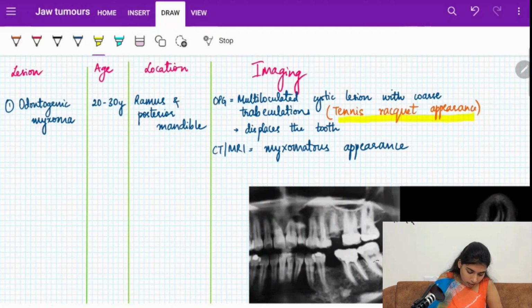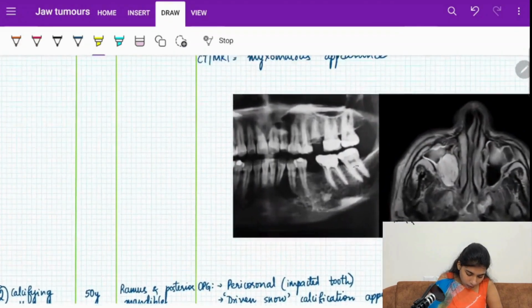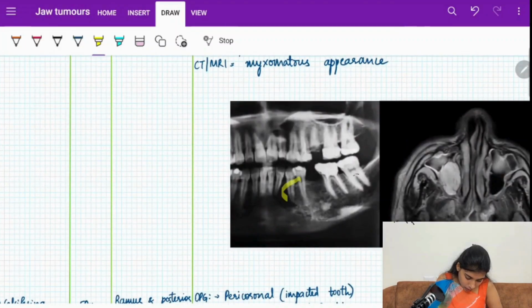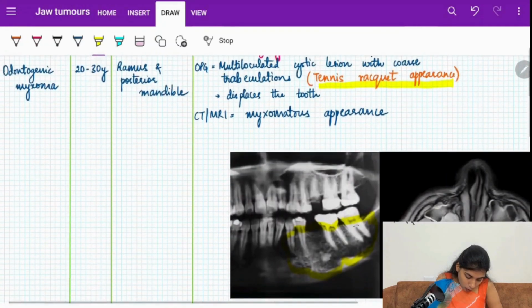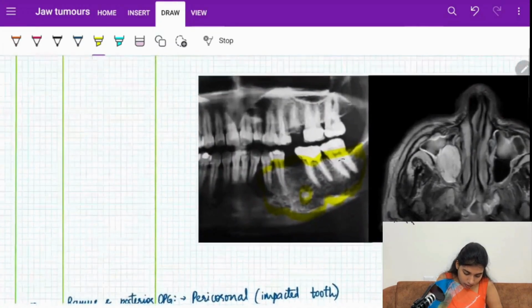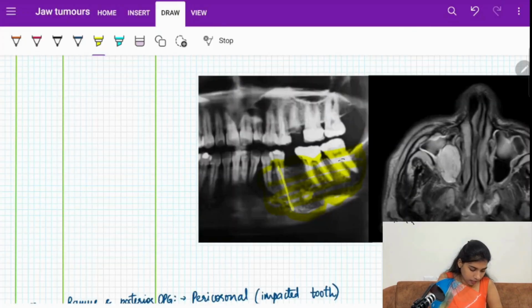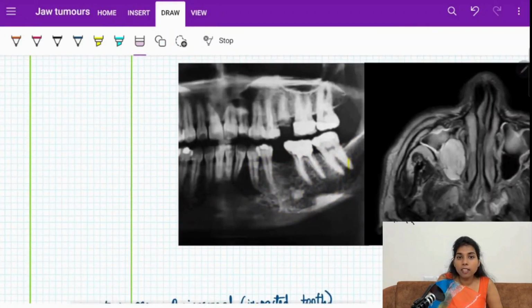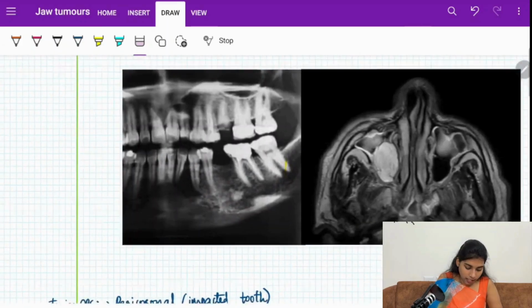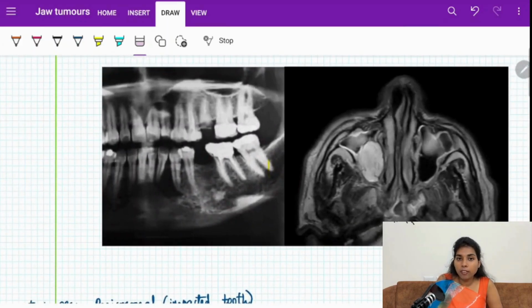Why do we call this a tennis racket appearance? So, we can see that here it is again a multiloculated lesion, right, with coarse trabeculations. Here you can see there's a foci of sclerosis, right? This whole thing is a multiloculated cystic lesion, so it became a mixed lesion. And then we can see there are multiple coarse trabeculations giving a tennis racket appearance, right? So remember this lesion, you will see a tennis racket appearance. And then now coming to CT and MR. CT and MR will have myxomatous appearance.